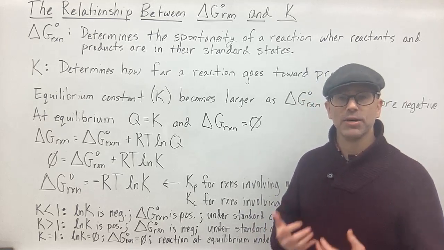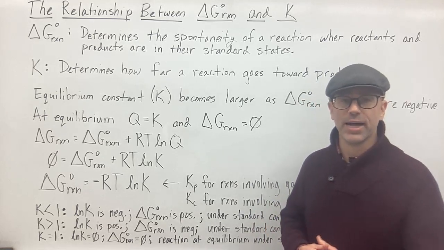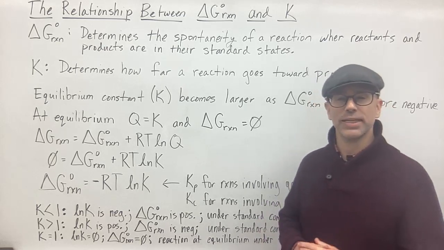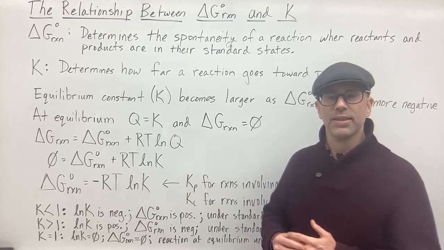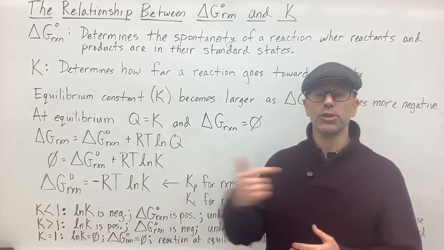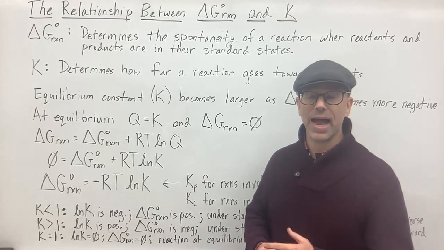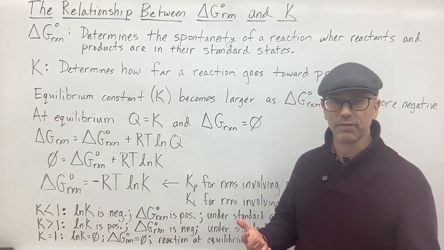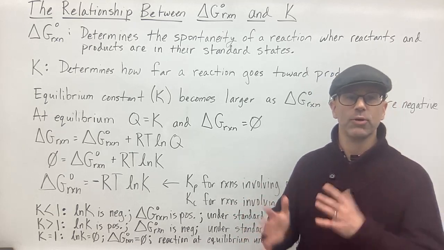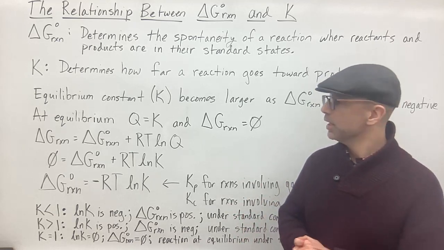If your standard free energy change of a reaction is going to be positive, then we would say that's really not going to go towards the product. The forward reaction is not going to be spontaneous. It's the reverse reaction that's going to be spontaneous. So in that case, reactants would be favored, and so we would expect K to be small. So we can see right away that there should be a relationship.